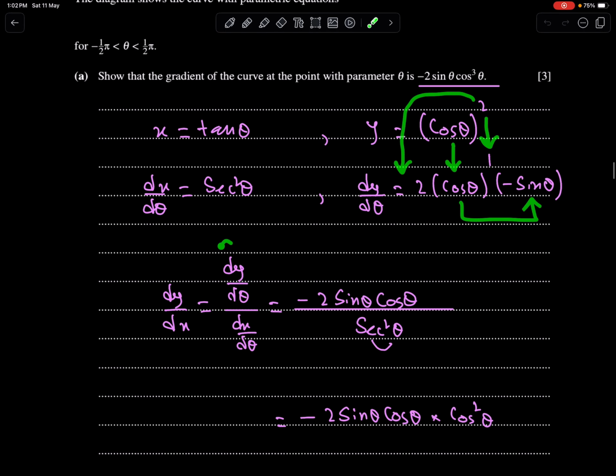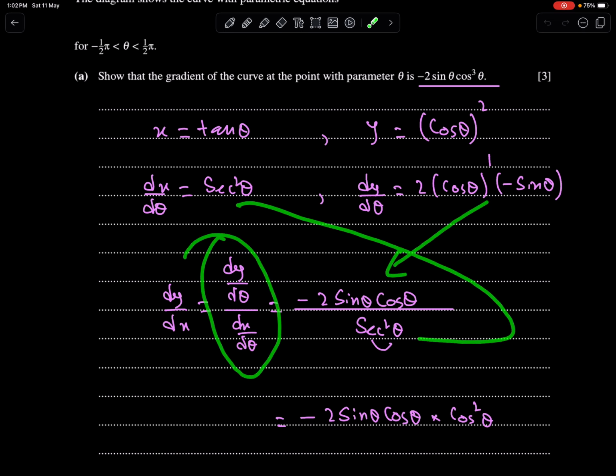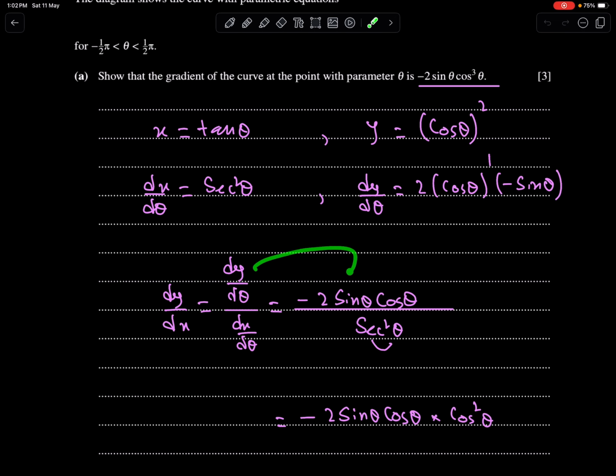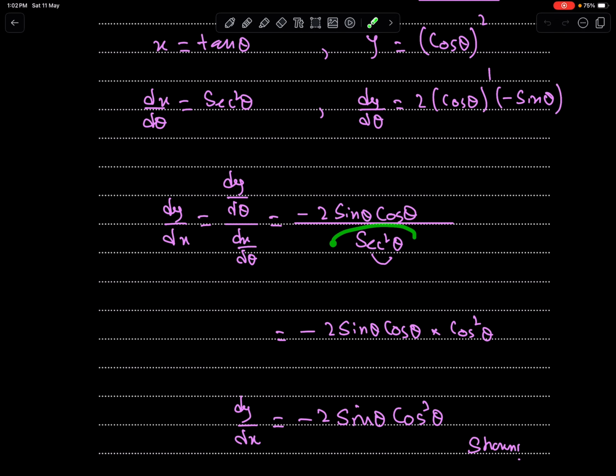This is the formula of the gradient of parametric equations. Now substitute these results into this formula. dy upon d theta is here, dx upon d theta is here. The reciprocal of sec square theta is cos square theta. And this is what we had to show in part A.